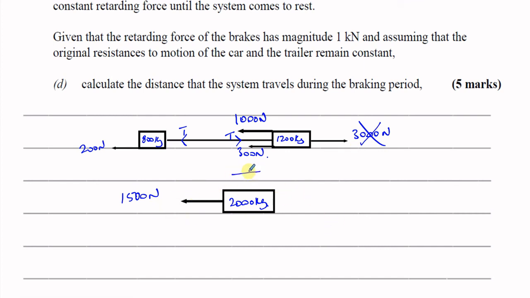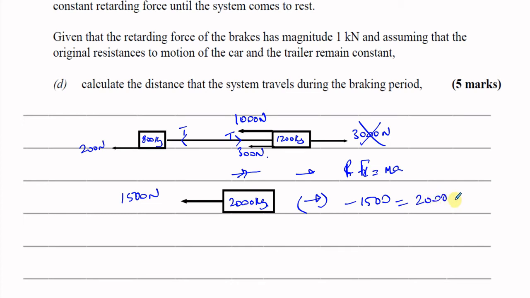It's decelerating, of course, but it's still moving in this direction until it comes to rest. So I'm going to take this as positive. I'm going to look at the resultant force. I know that the resultant force is equal to the mass times acceleration. Here the resultant force is minus 1,500 because I'm taking the right as positive, and that's equal to the total mass, which is 2,000, times the acceleration, which I have to find.